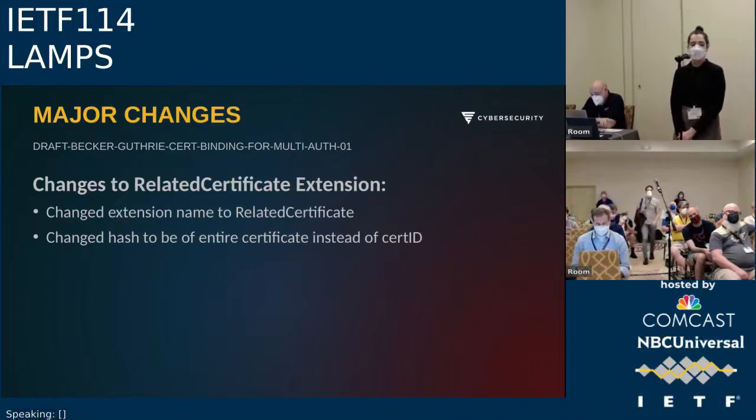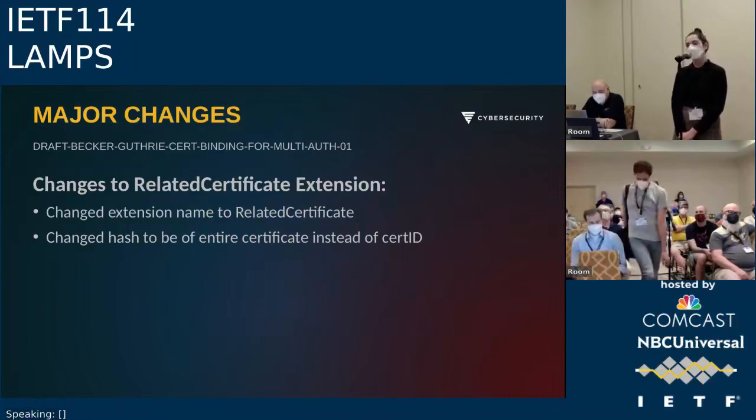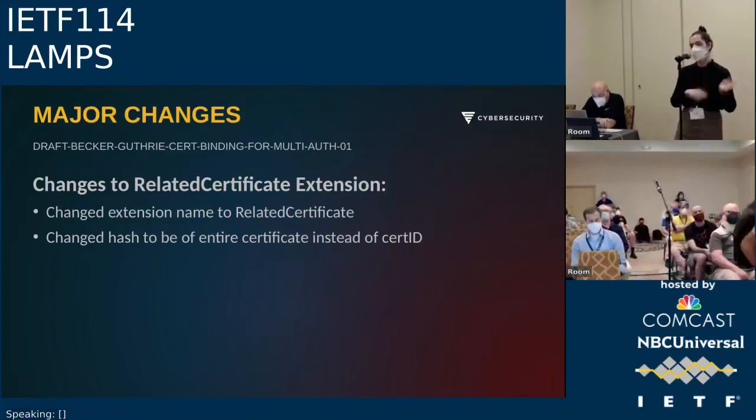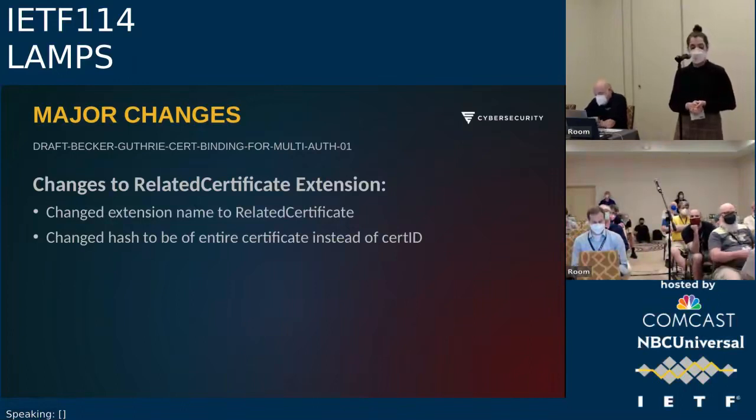We also made a minor, well, not so minor, just one change to the extension. And so instead of including just the cert ID, which is the issuer and serial number, we're hashing over the entire certificate. And so when I say entire certificate, I mean the already issued certificate that we're referencing, that we want to show as related. And I think that's about it. I didn't include a slide about questions related to adoption, but I'm happy to answer any. Any questions?